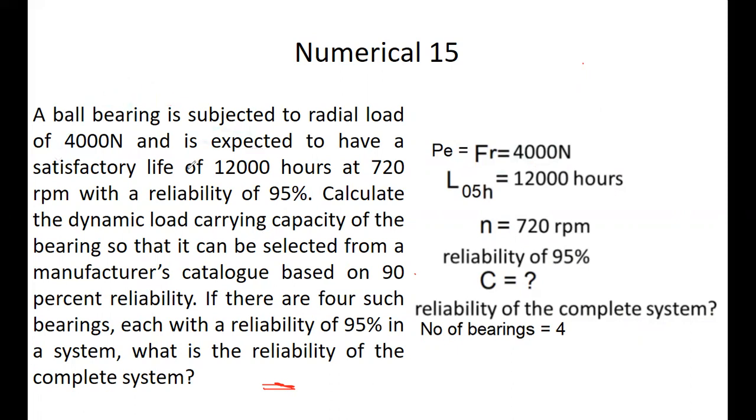Expected to have a satisfactory life of 12,000 hours at 95% reliability, right? What is L95 or L05H? It is 12,000 hours. N RPM is given as 720. You have to calculate dynamic load carrying capacity, which is C, right? And you have to see that it is selected from a manufacturer's catalog, but we won't be able to find out the actual bearing because neither shaft diameter is given nor the bearing table number is given, right? So we will just find out C.